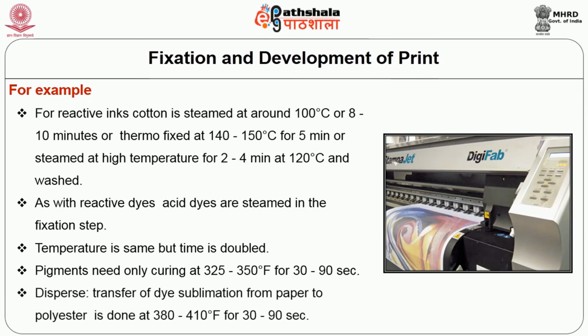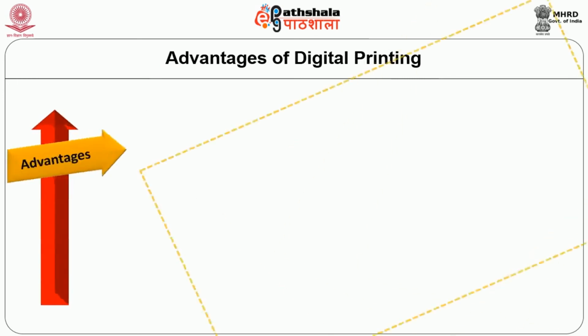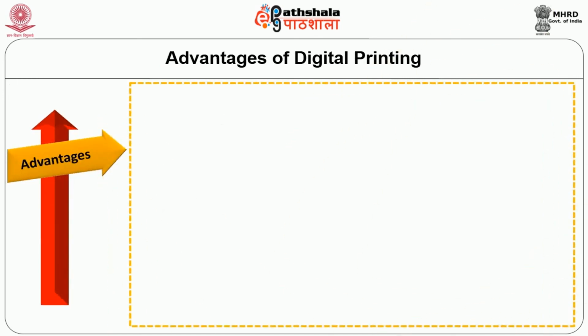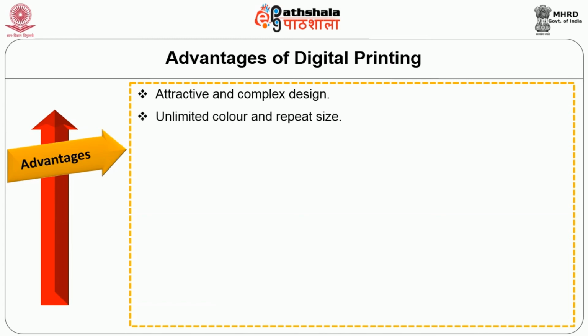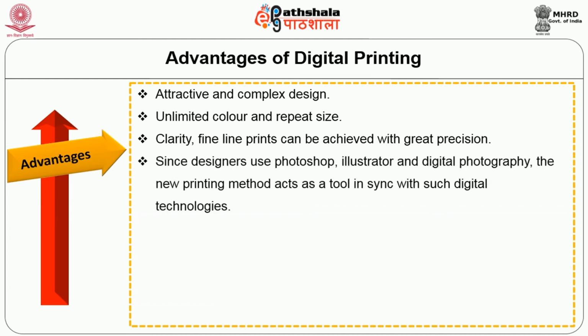For dispersed dyes, transfer of dye by sublimation from paper to polyester is done at 380 to 410 degrees Fahrenheit for 30 to 90 seconds. Digital printing has numerous advantages. Some of them are: attractive and complex designs, unlimited color and repeat size, and clarity, with fine line prints achieved with great precision. Since designers use Photoshop, Illustrator and digital photography, the new printing method acts as a tool in synchronization with such digital technologies.